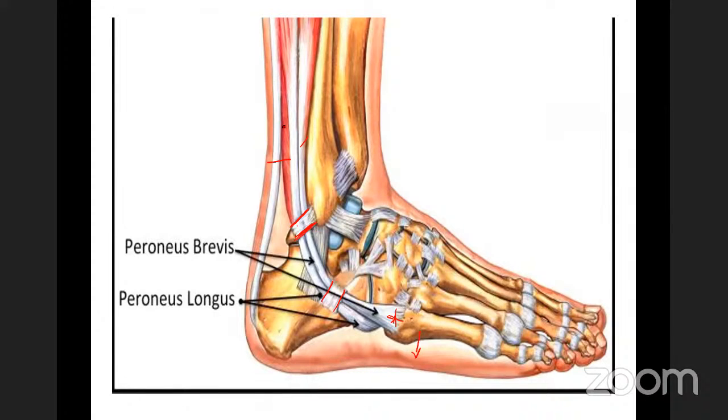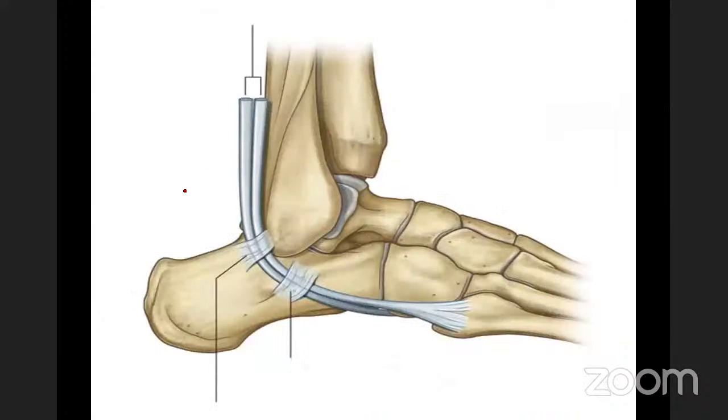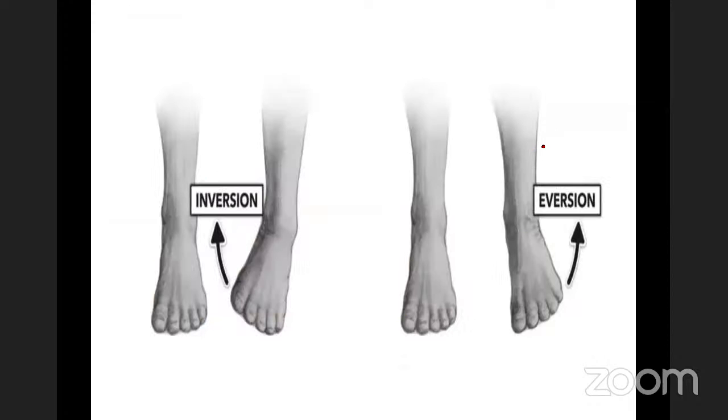Again, this is peroneus brevis and peroneus longus. Peroneus brevis is attached to the tuberosity of the fifth metatarsal. Peroneus longus goes all the way down to attach to the inferolateral aspect of the base of the first metatarsal. So the function of peroneus longus and brevis is eversion, not inversion. Eversion means the soles are facing away from each other.